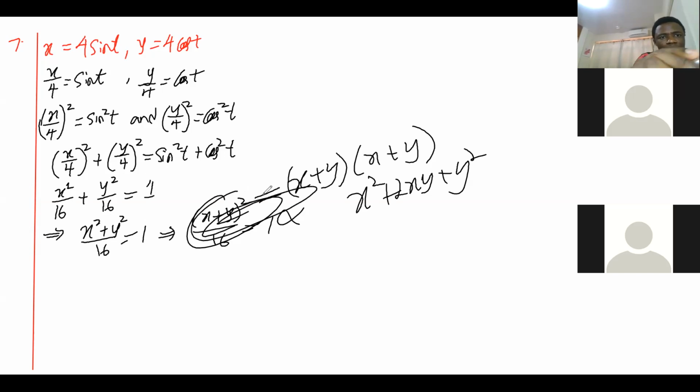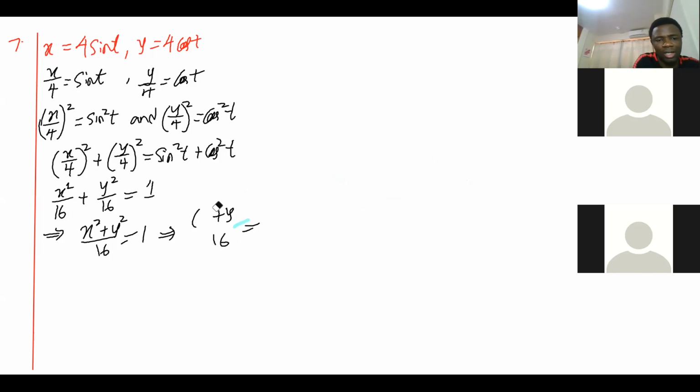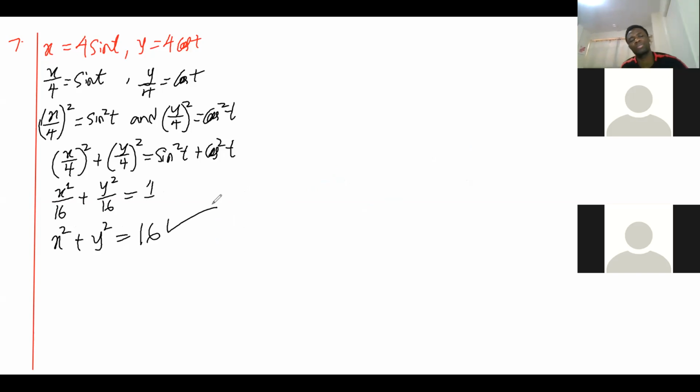So the only thing you can do is to clear the fraction. In fact, from here, you don't need this actually. Clear the fraction by multiplying all through by 16. This time 16 x squared, that time 16 y squared, and that time 16 times 1, which is 16. So this is your equation. Okay, everyone?